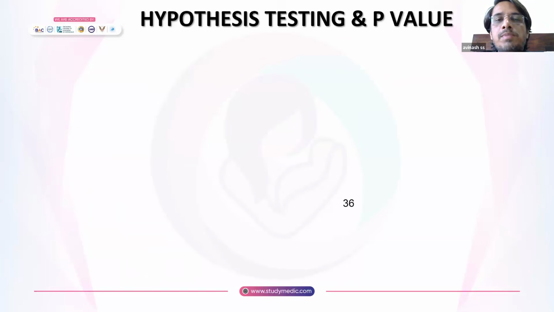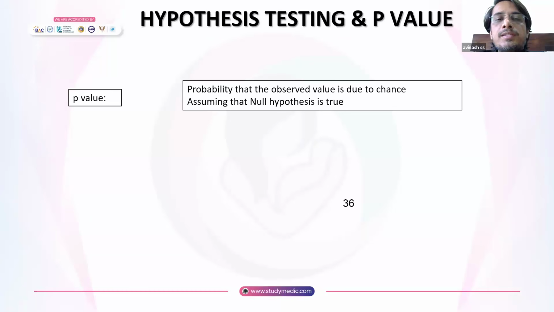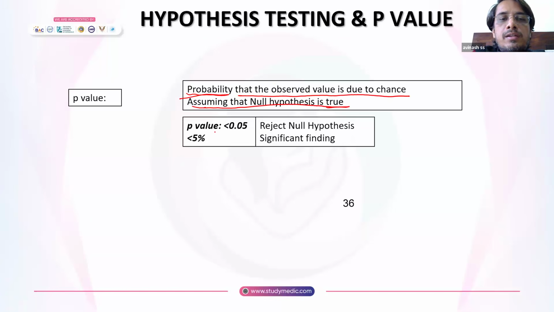Now, what is the p-value? P-value is the probability. P for probability. What probability? The probability that whatever we are observing is due to chance, assuming that the null hypothesis is true. Now, if the p-value is less than 5%, that means the probability that our study finding, whatever we are observing, is due to chance is less than 5%. That is, 95% of the times it may be the other. That means it may be an important finding.